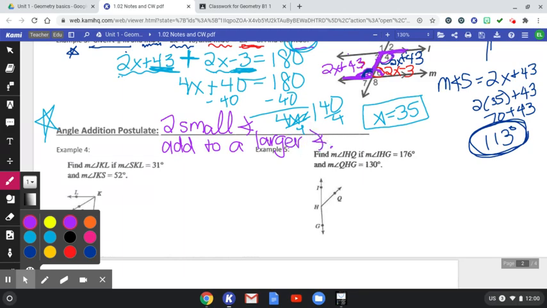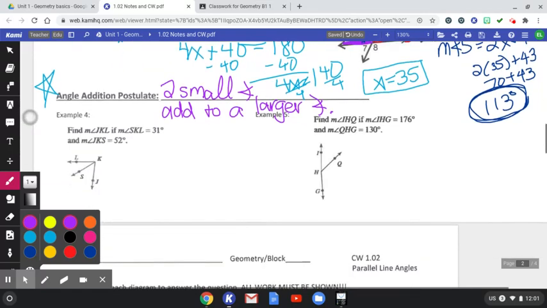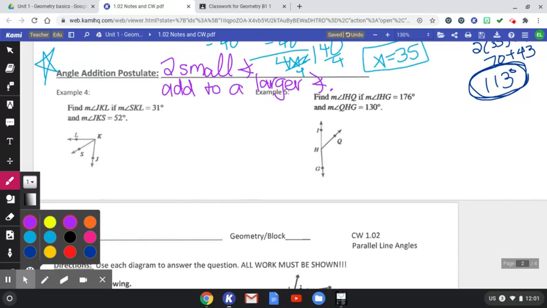Okay. So in this last case, these two we know made a straight line. We added them to equal 180. They're not always going to make a straight line. Okay. So looking at the picture here for example 4, we're going to read this new notation. It says find the measure of angle JKL if the measure of SKL is 31. So let's put the 31 in the picture.